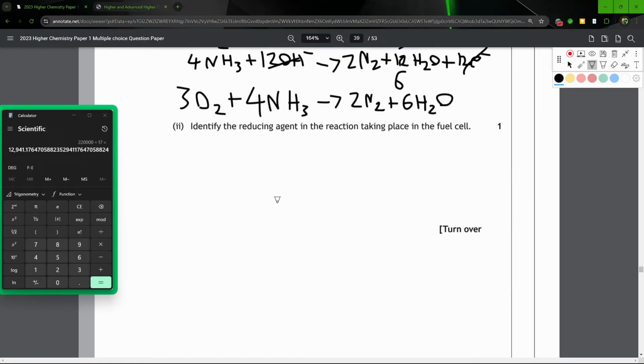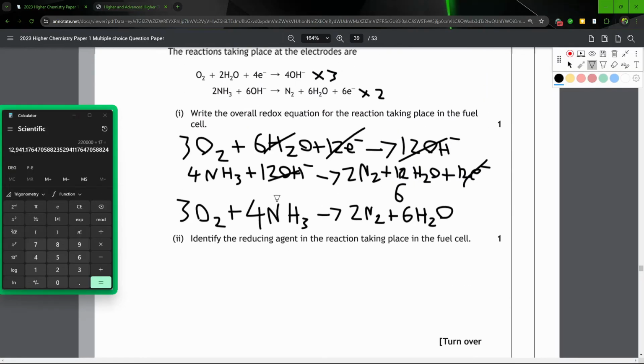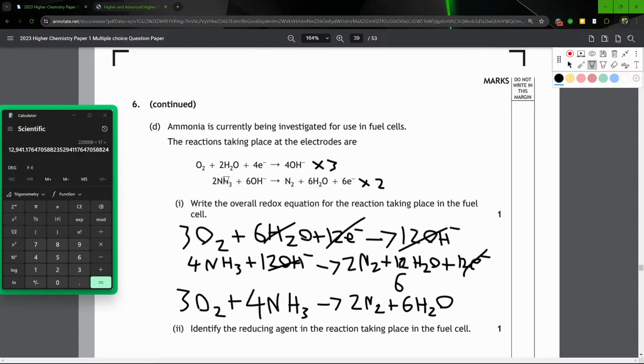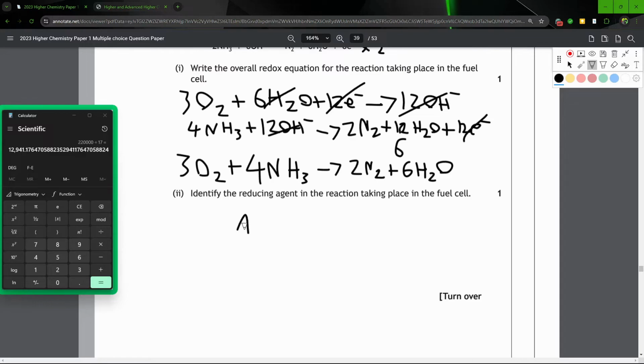And there's our answer. Identify the reducing agent in the reaction taking place in the fuel cell. So if we go through here, we want to find the thing that is causing the reaction to be reduced. So we want to find something that is being oxidized. Well, it can't be oxygen here because that's getting reduced. But ammonia, that's losing hydrogen, right? So that means that it must be getting oxidized, which means it's a reducing agent. So we can say ammonia.